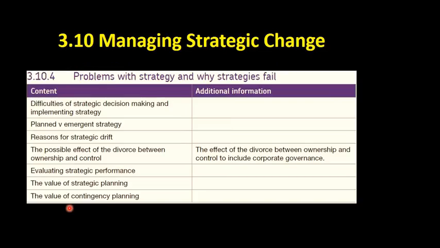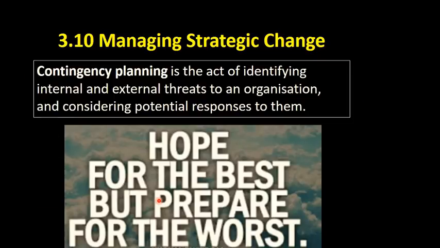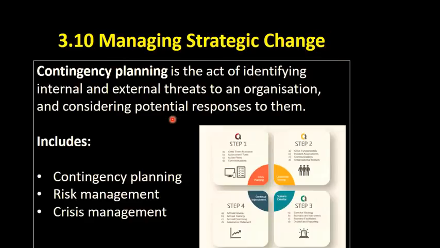This video looks at contingency planning. It's the bullet point here, and I expect you're as pleased as I am that it's the final bullet point on the specification. So what is contingency planning? Well, it's the act of identifying both internal and external threats to an organisation and considering the possible responses to them. So the phrase hope for the best but prepare for the worst is kind of relevant here.